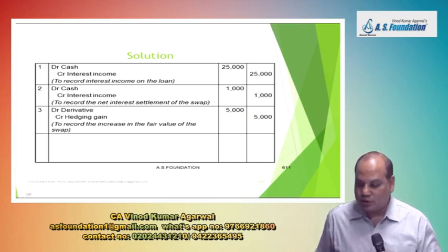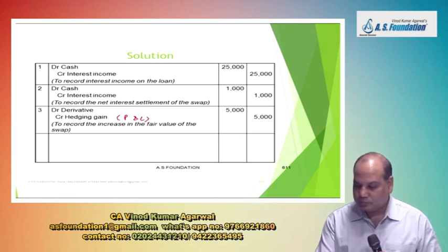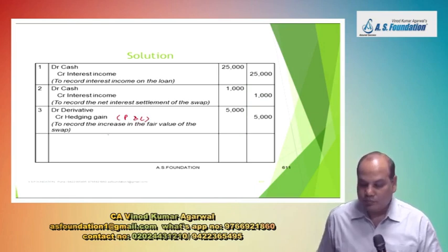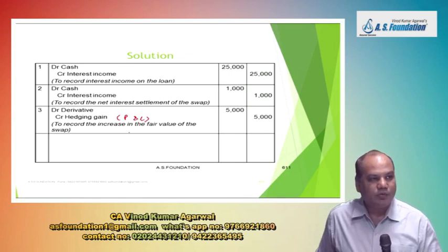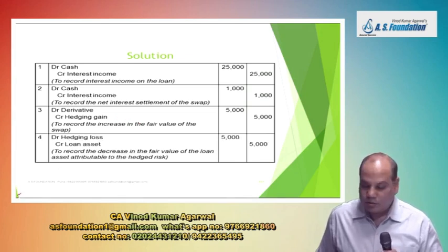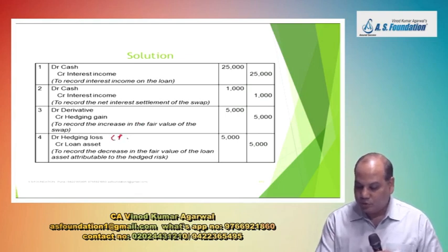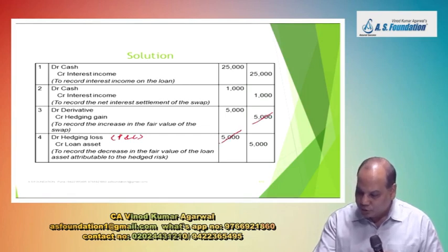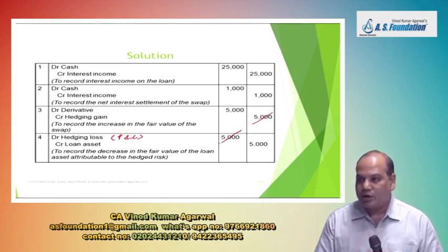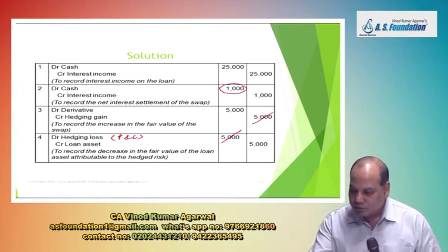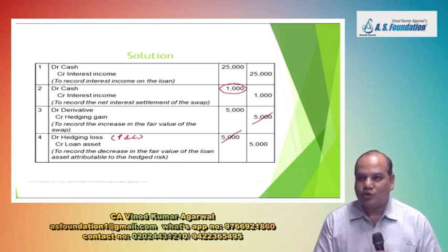Derivative account debit to hedging gain, in bracket write P&L account, 5,000, being gain in the fair value of derivative, and hedging loss account debit to loan account, this also write P&L account. So these two will go to the P&L account and the net effect will be 0. The only effect will be this differential amount which goes to the P&L account extra.